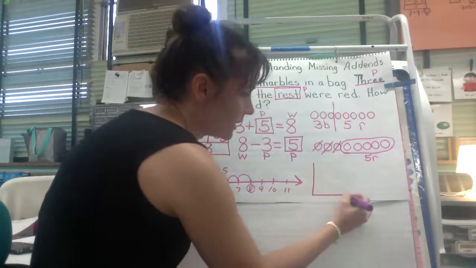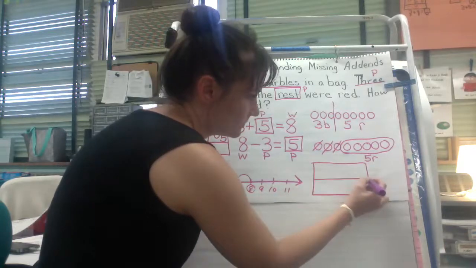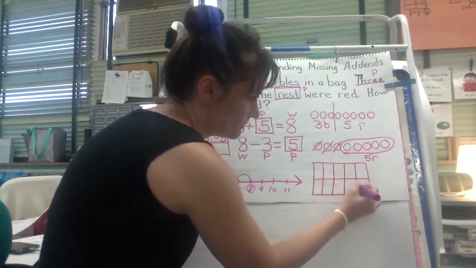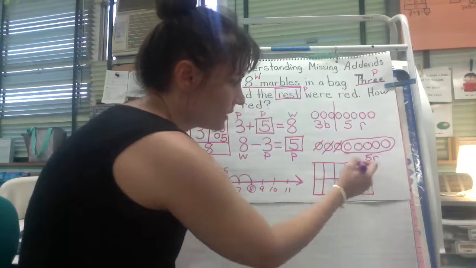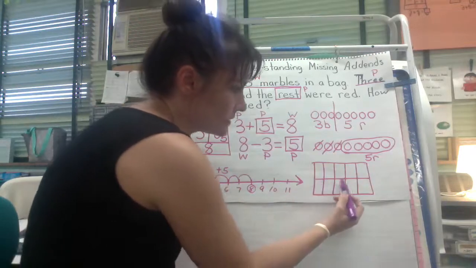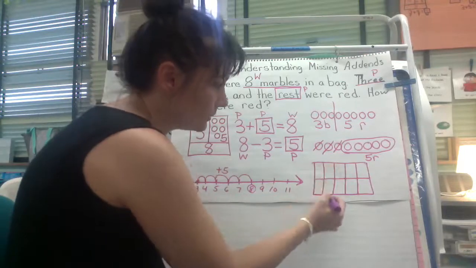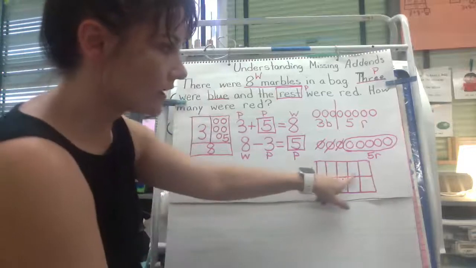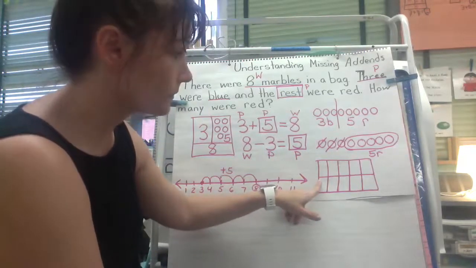My last model that I'm going to show is a 10 frame. Now remember, when you're making your 10 frame, you draw your rectangle, you slice it in half, and there's 4 lines down. 1, 2, 3, 4. That will give you your 5 boxes on top and your 5 boxes on bottom.